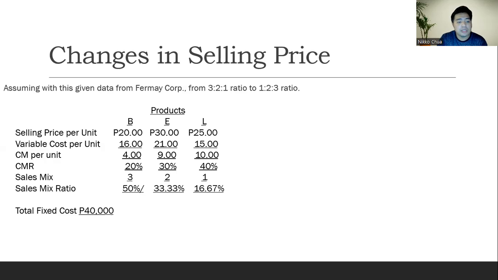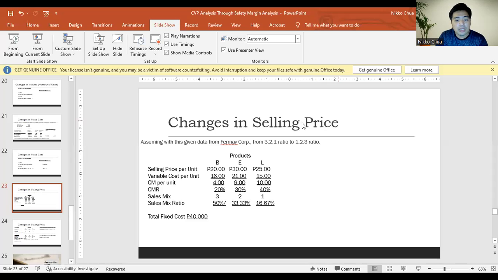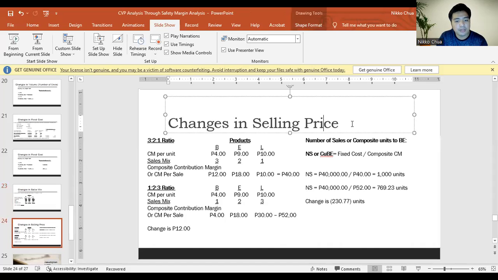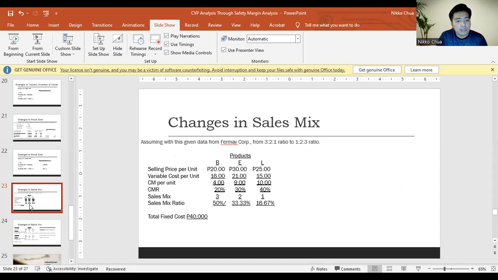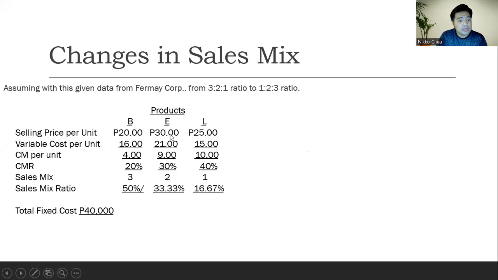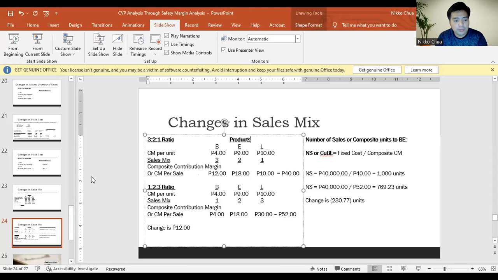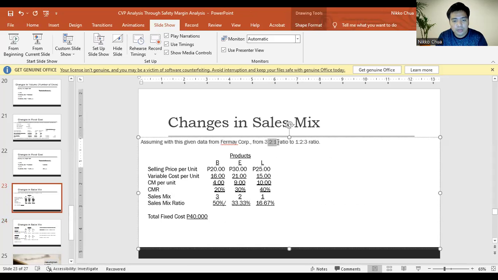So, ito po ay kapag mayroon tayong changes in the sales mix, tinatawag natin sales mix. Kapag may changes po tayo sa sales mix, paano po yan? Ikukuha lang natin yung kanina. Per may corporation pa rin po tayo. So, from 3 to 1, from 1 to 3.